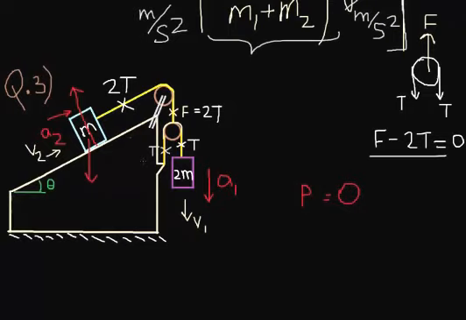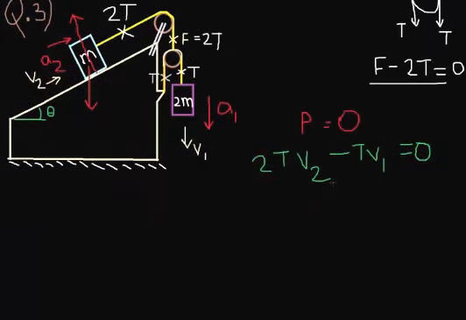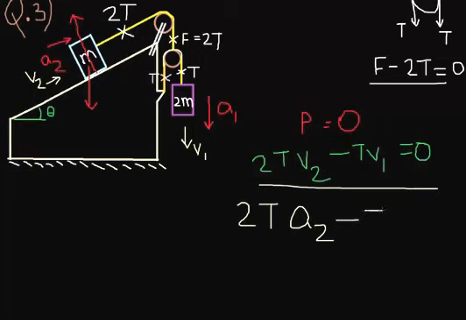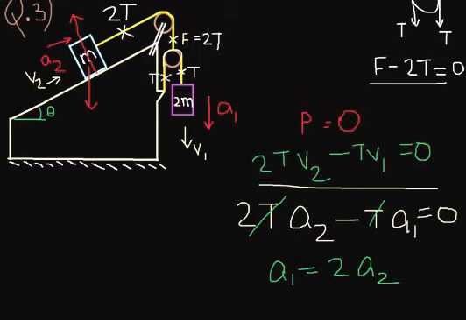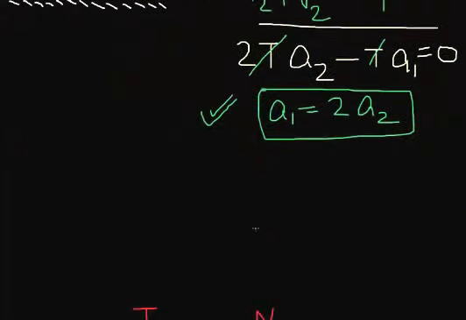So clearly the power consumed by block M is given by 2t into v2, and the power consumed by block 2M is given by t into v1, and the total power is equal to 0 since the thread does not supply power. Now if we differentiate this equation with respect to time, we'll get 2t a2 minus t a1 equal to 0. Here t gets cancelled and we are finally left with a1 equals 2a2. This is our constraint equation.